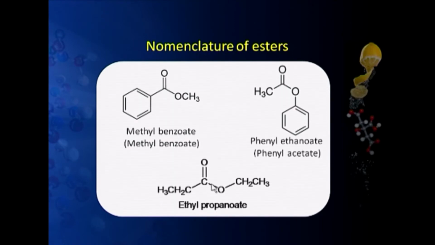Now, this is a 3 carbon acid, propanoic acid, and the alkyl group is ethyl. So, this is named as ethyl propanoate. Then esters can also be cyclic.